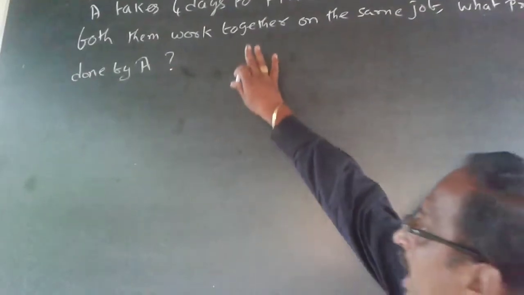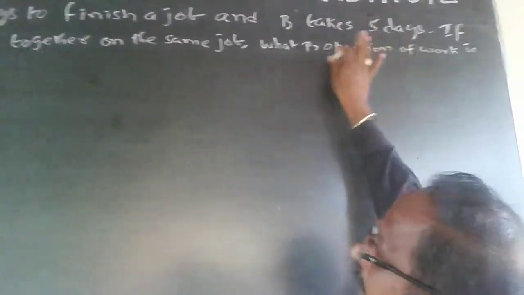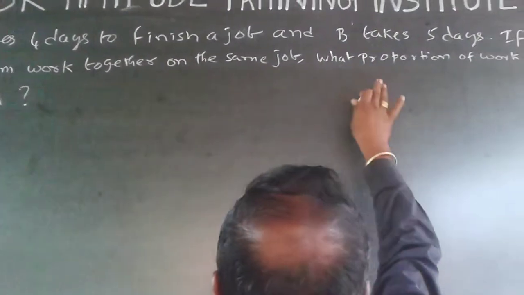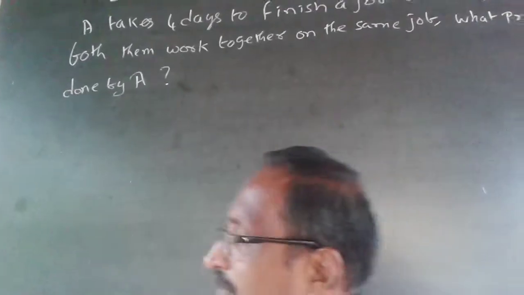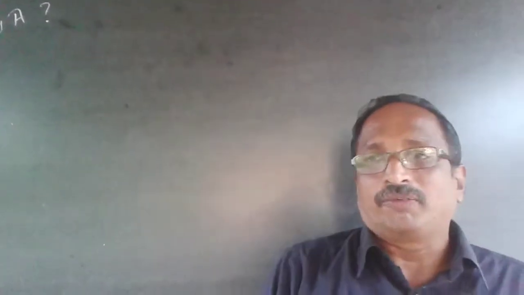So the question is, A takes 4 days to finish a job and B takes 5 days. If both of them work together on the same job, what proportion of work is done by A? Here, two concepts are involved. One is time and work, or work done. The other is proportion.